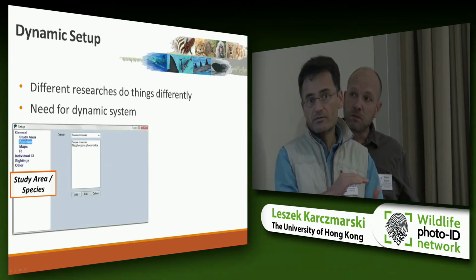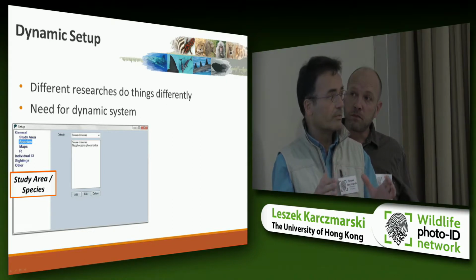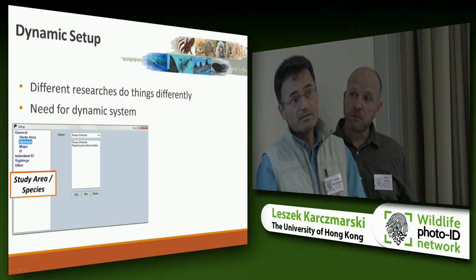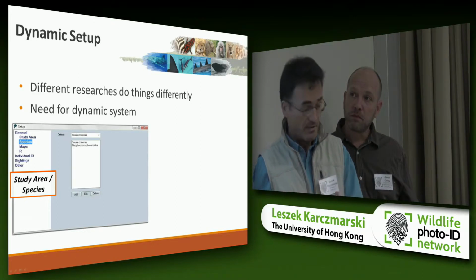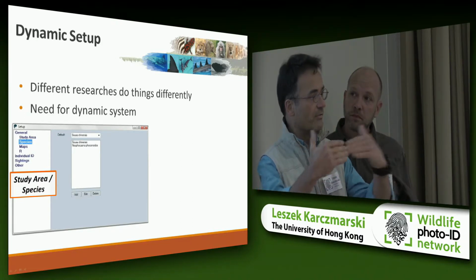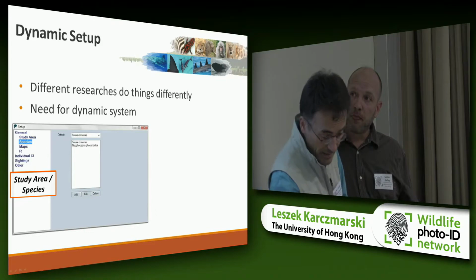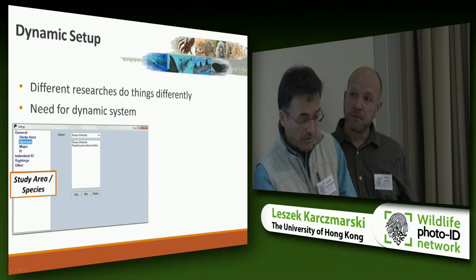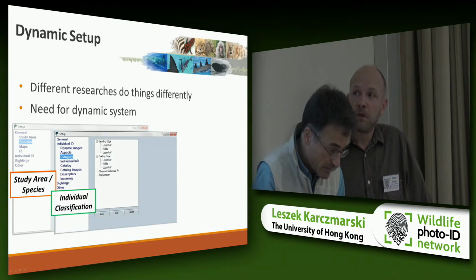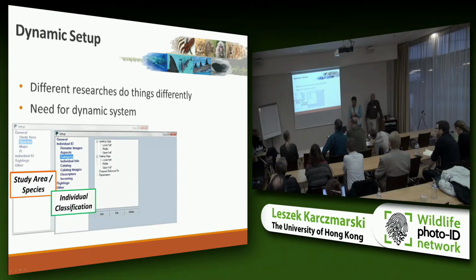So in this case, the discovery starts from the very beginning with user-specified dynamic systems, where we specify all the things you want to have in your system, starting from the study area. You can include your maps, and you include the species; you can have multiple species within one database. You go to your individual classification, and you can choose what you will be using for your classification, what features, what type of descriptors.